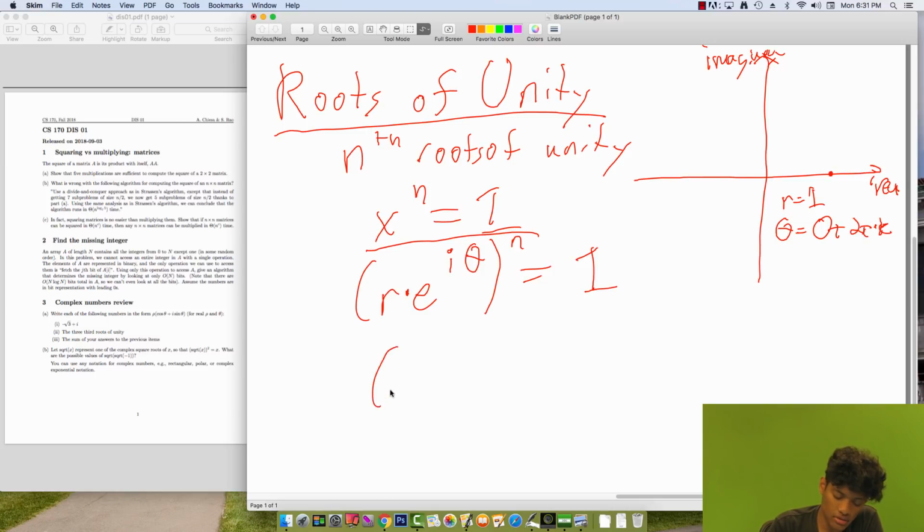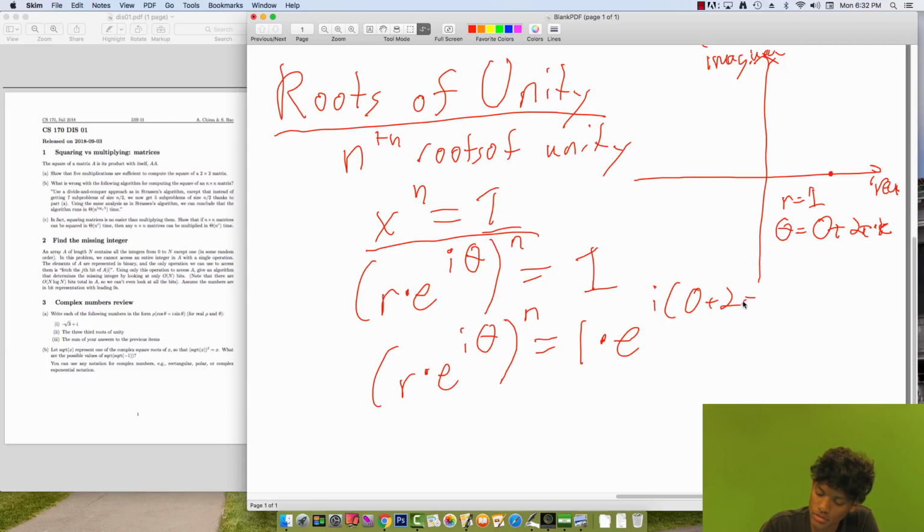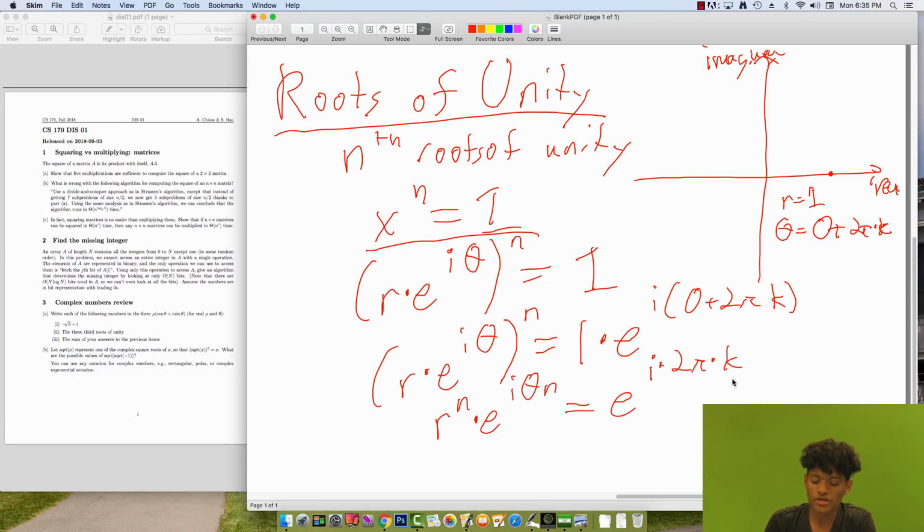So we can see that r times e to the i theta, to the power of n, equals 1 times e to the power of i times 0 plus 2 pi k. So now we want to try to solve this out. What can we say for sure about this complex number? Well, looking at this expression, we know its magnitude is going to be 1, so we can ignore this r term here.